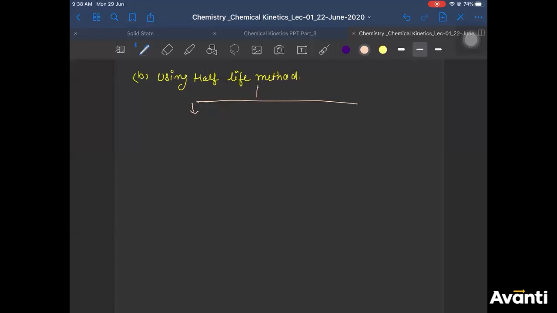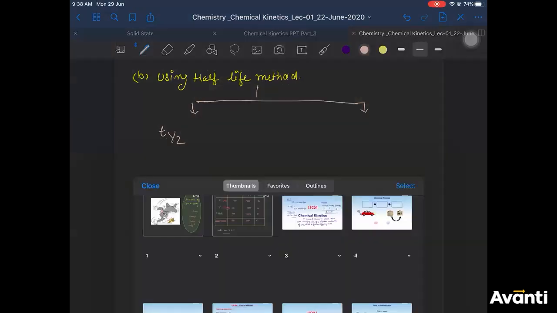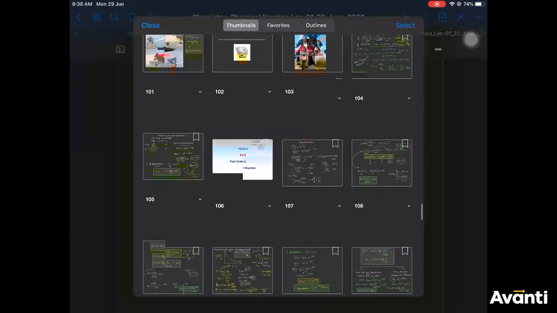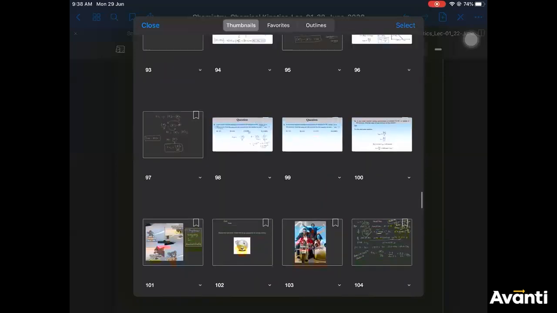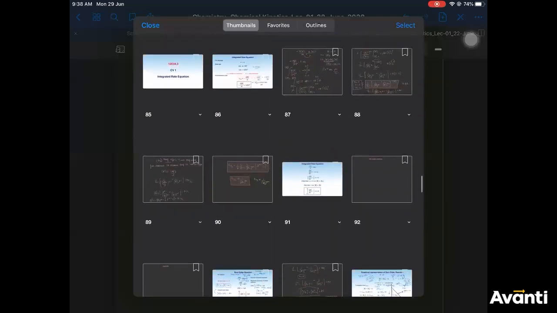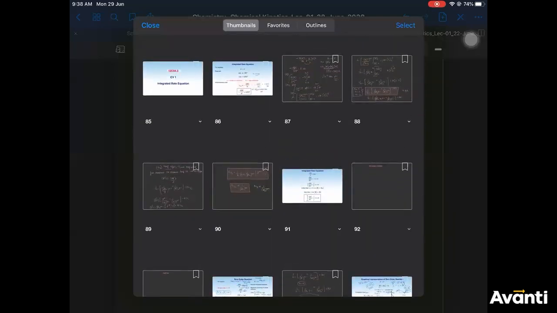Let's take the half-life method. So there are two ways of finding the order from half-life. We will remember our general expression of half-life. If you see your general expression of half-life, I think I should be having it here in case you want to go through it again. We have derived the general expression of half-life here.